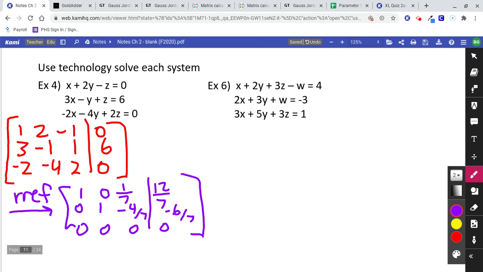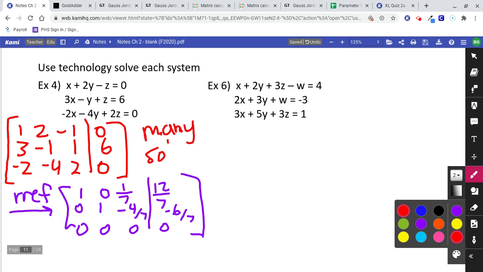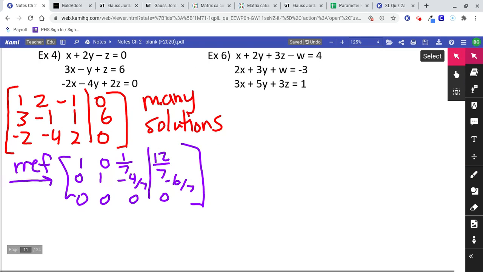Now, we know this is many solutions. We can see this is many solutions. But we're going to need to go a little bit farther than just saying many solutions. We're going to need to describe them. So normally we'd have an XYZ point, but we're going to have to use a parameter here. We're going to use Z as a parameter.